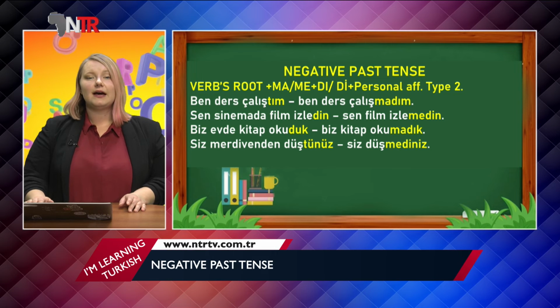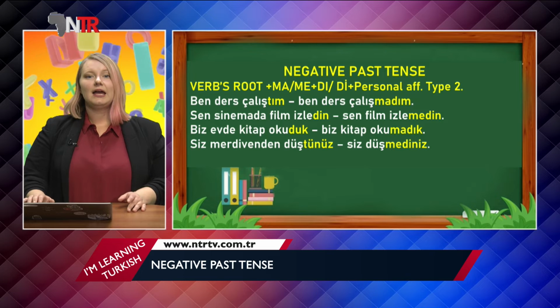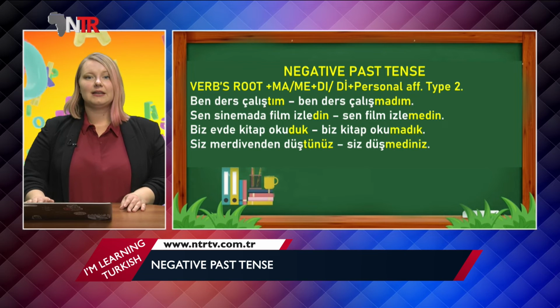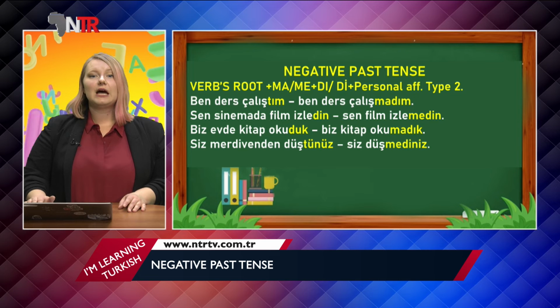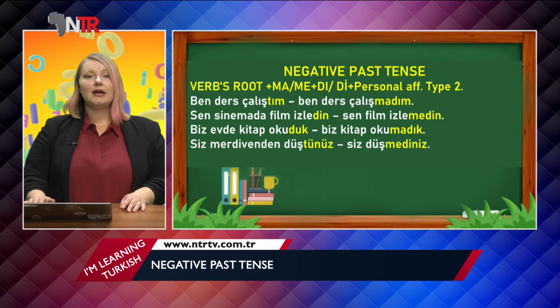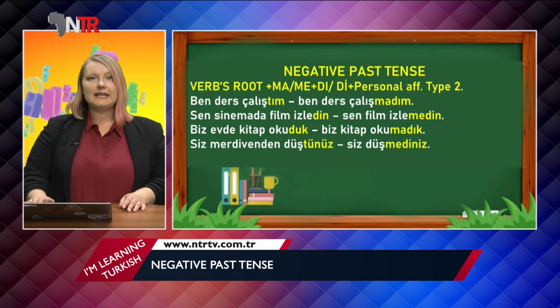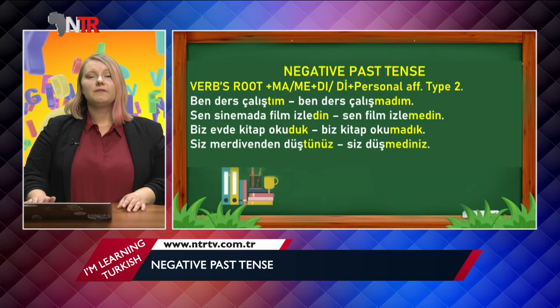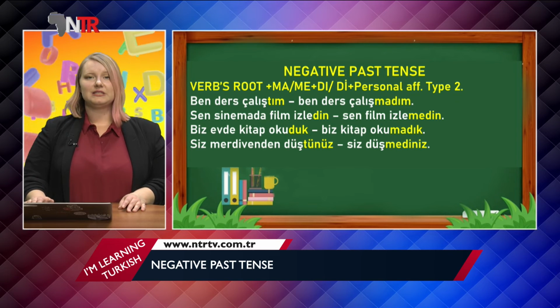The same goes on in other examples. Sen sinemada film izledin. Sen film izlemedin. Biz evde kitap okuduk. Biz kitap okumadık. Siz merdivenden düştünüz. You fell from stairs. Siz merdivenden düşmediniz.